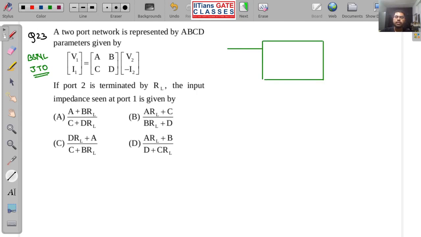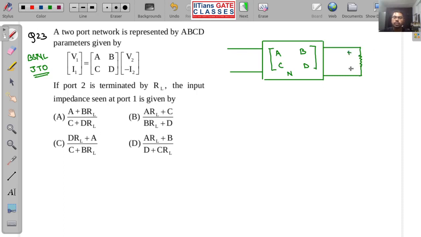So they have given you a network with its transmission parameter. What is the transmission parameter given? It is equal to A, B, C, D, for a network N. Now what they have said, look at this line: if port 2, this is my port 2 or output port, is terminated by RL.